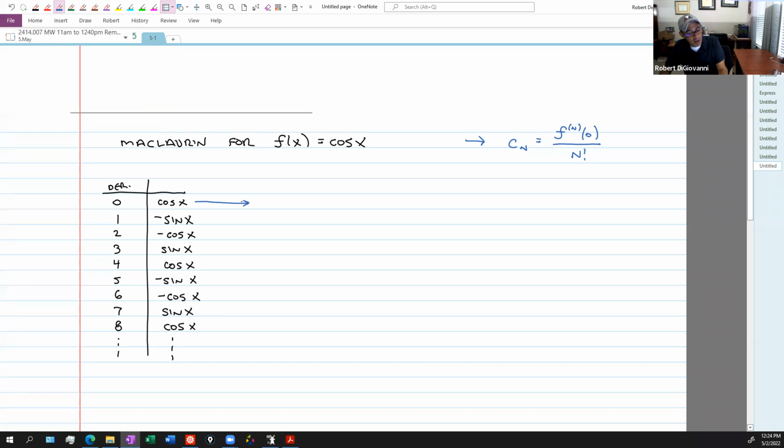Now what I'm going to do is figure out what's happening at 0, right? Because it's Maclaurin. So I plug in 0 there, I get 1. Then I get 0, then I get negative 1, then I get 0, then I get 1. And that pattern just keeps repeating, right?